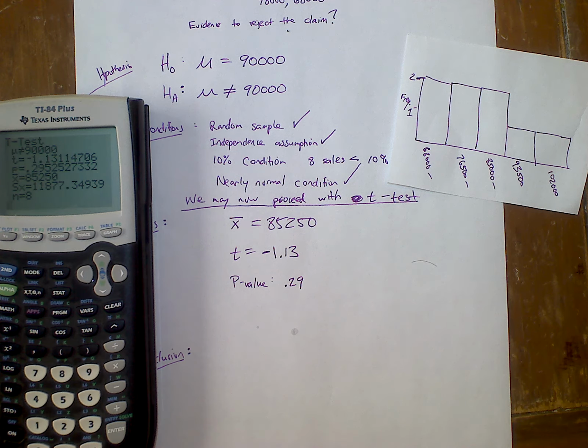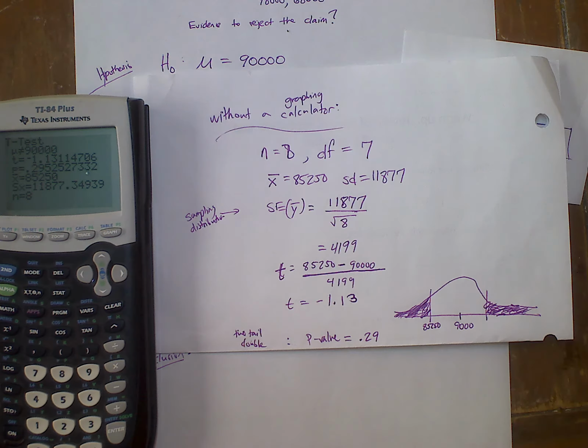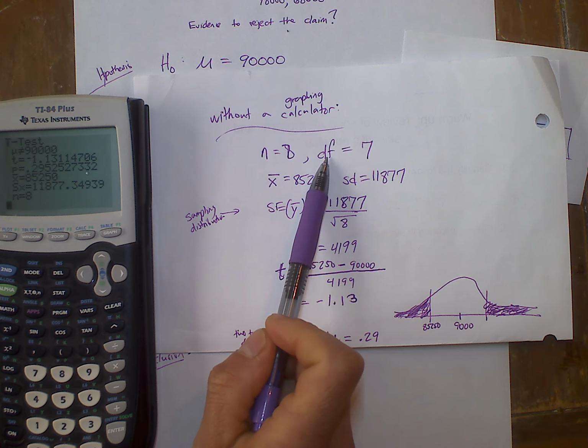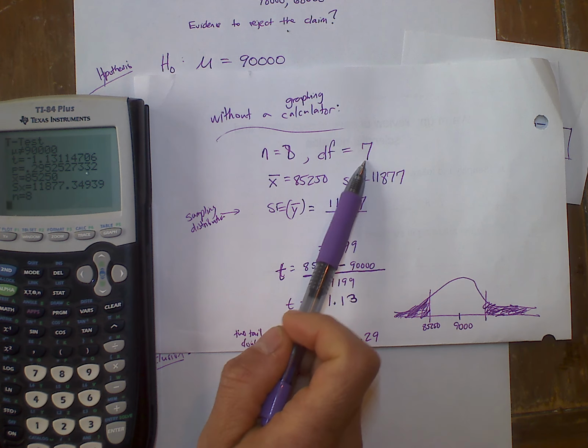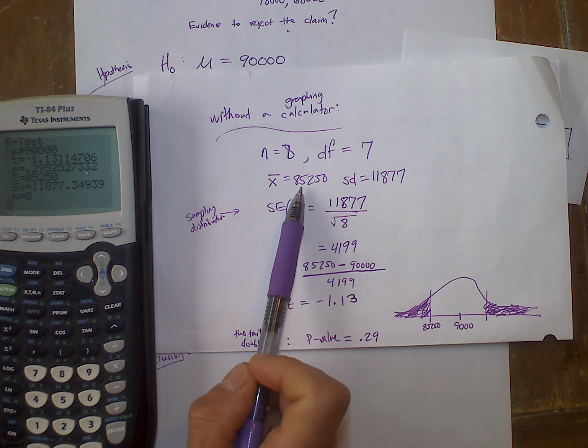Okay, so the calculator allowed me to save many, many steps. So let me show you the steps that you would have to show if you did not have a graphing calculator. Okay, so we had a sample size of 8. The degree of freedom is always 1 less than the sample size. So the degree of freedom is actually labeled as 7. My X bar, the mean of my sample, was 85,200.